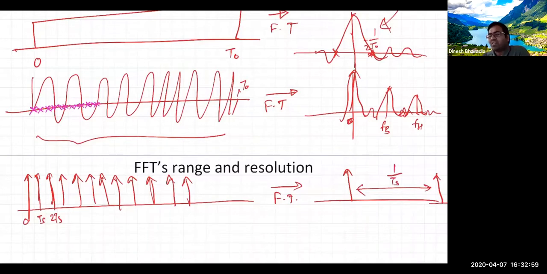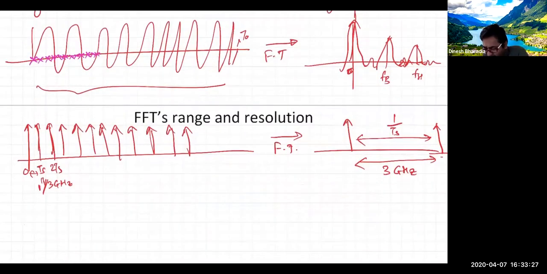So now let's put this in the context of what we discussed today. Our sampling rate, for example, was 3 gigasamples. That means in the time domain, 1 over 3 gigasample is the separation between these two. But in the frequency domain, it's essentially 3 gigahertz of difference between these two. Similarly, we can take 60 hertz: if this were 1 over 60 hertz in time, this would be 60 hertz.